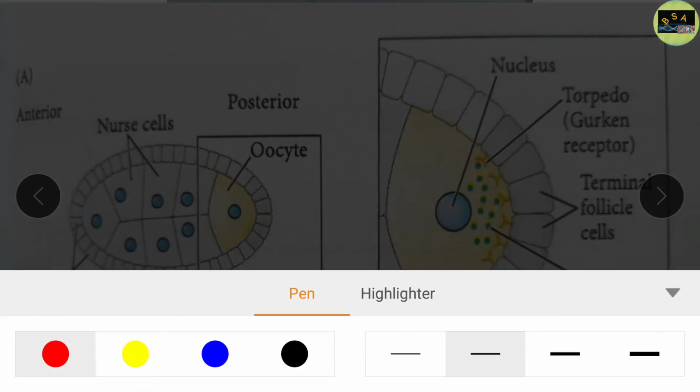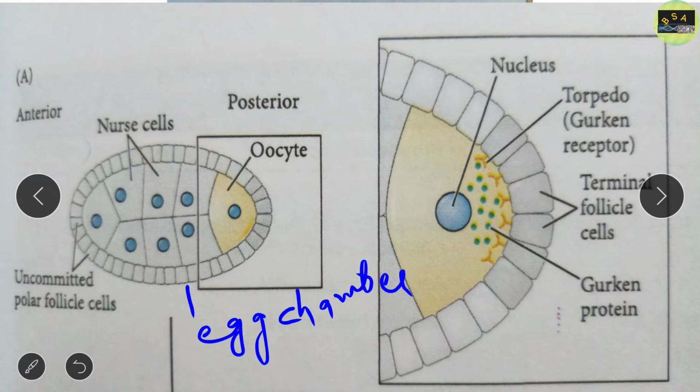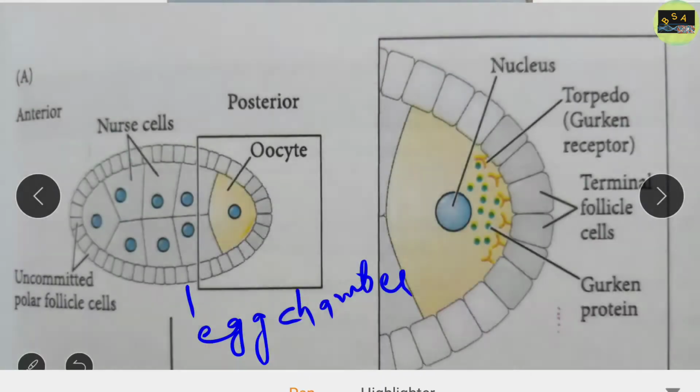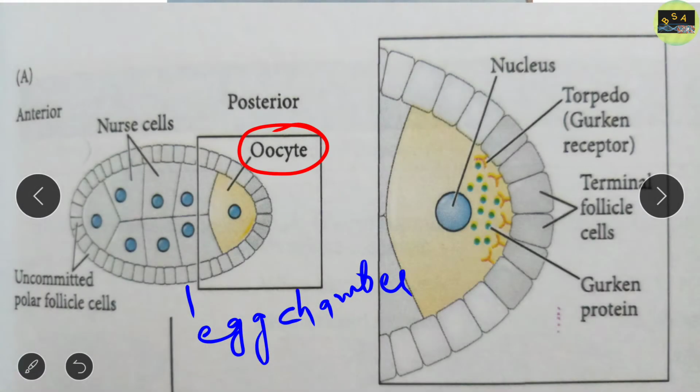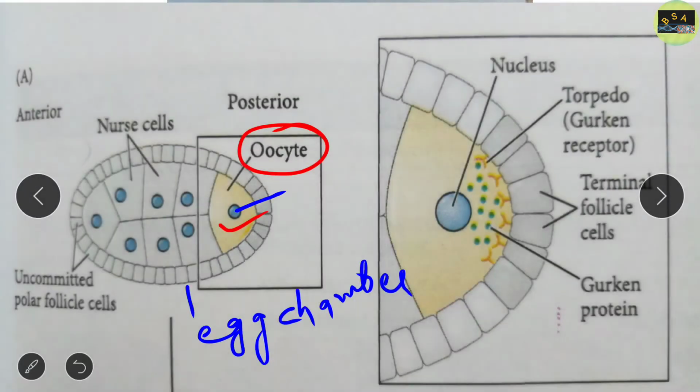Now just look at this figure. Basically, if you see, this is the egg chamber. Clear? This is the egg chamber. Now in the egg chamber, you can see the oocyte is present. This portion is the oocyte, and this is the nucleus.